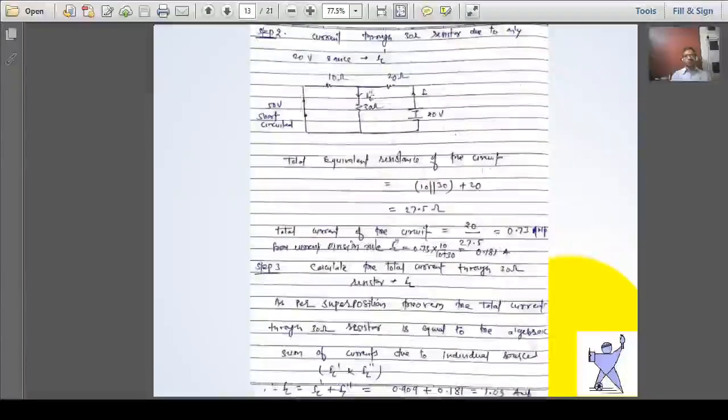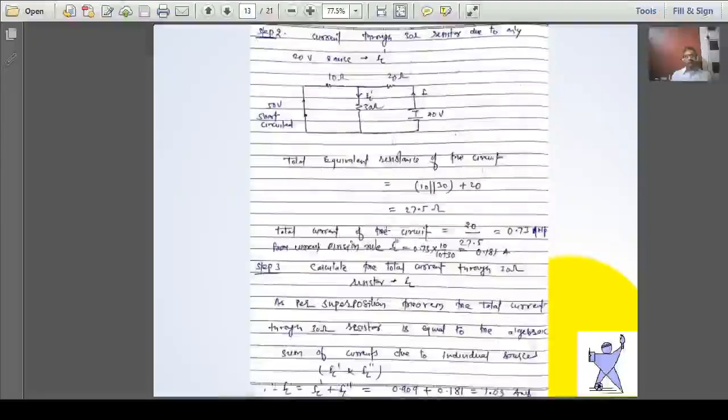But we are interested to know this branch current. So this branch current can be calculated using the current division rule. According to the current division rule, the current flowing in the 30 ohm resistor is 0.73, the total current, into 10 upon 10 plus 30, because two branches are in parallel, 10 and 30. So it will give you 0.181 ampere. So this 0.181 ampere is the current which is flowing in the 30 ohm branch due to the 20 volt source.